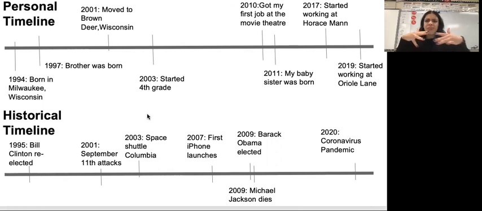But then I'm thinking about the historical timeline of big events that happened during my lifetime, and it kind of helped me realize why and how certain things happened the way that they did. So a year after I was born, there was a new president that was elected again. Then in 2001, the September 11th attacks happened. And now I'm starting to make some connections with the historical timeline and my personal timeline.